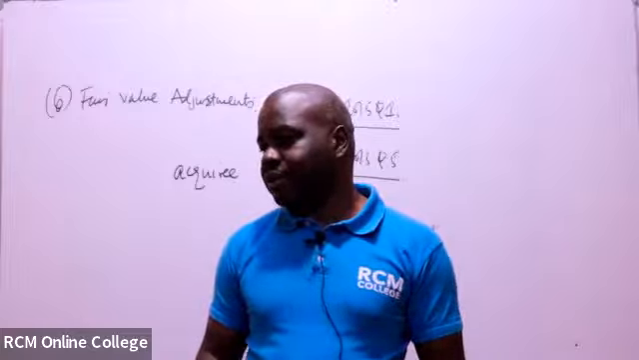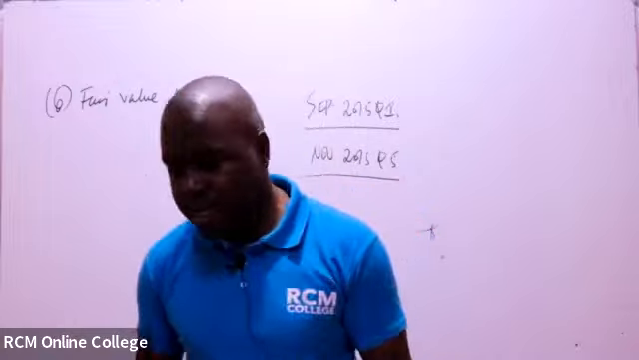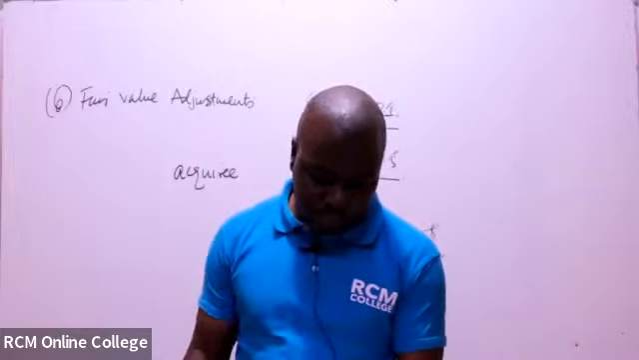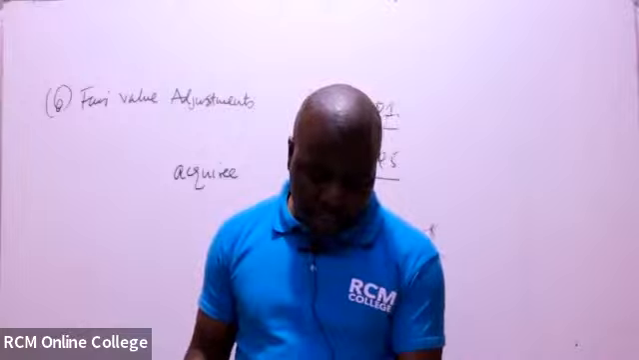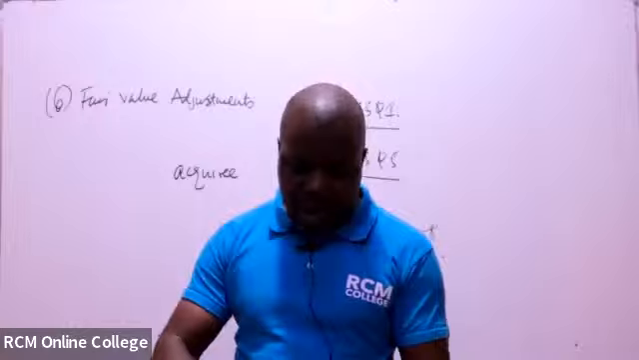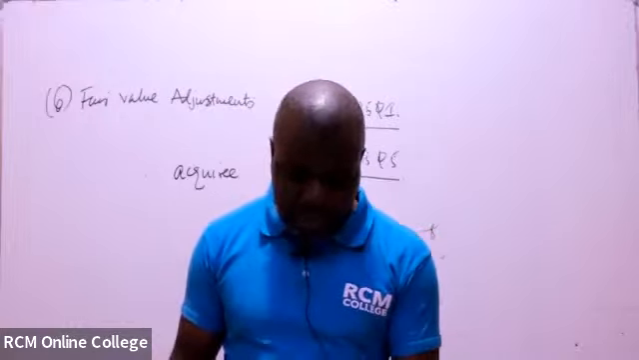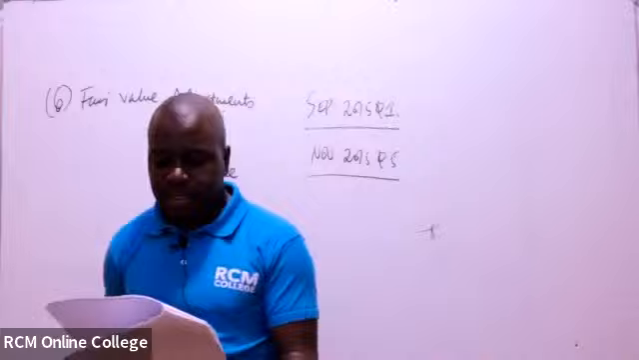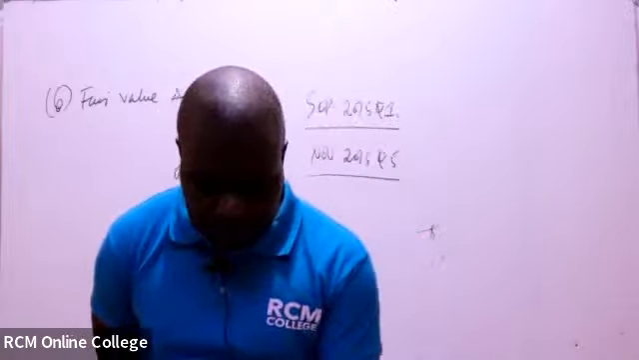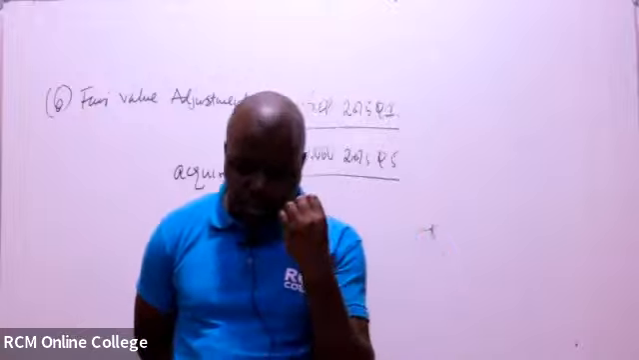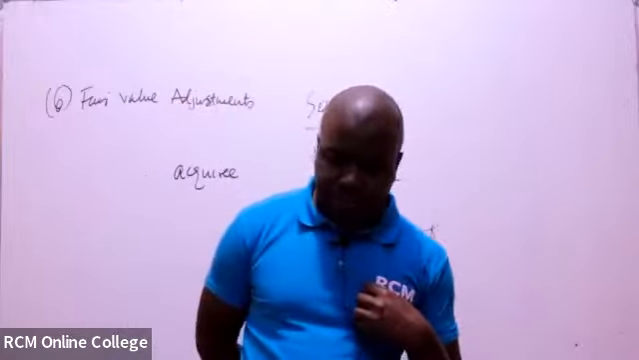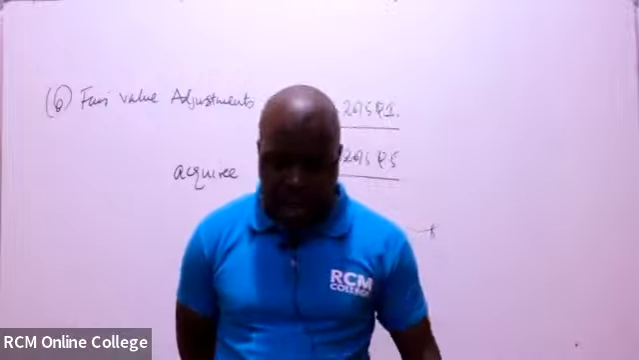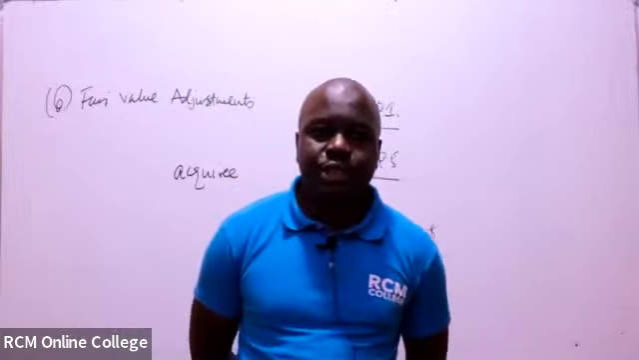Pardon, the first statement on fair value adjustment. IFRS 3 requires the identifiable assets and liabilities of the acquiree to be measured initially by the acquirer at their fair value at the acquisition date.